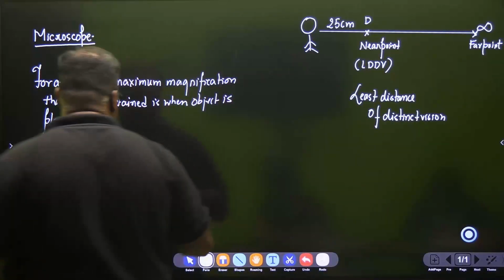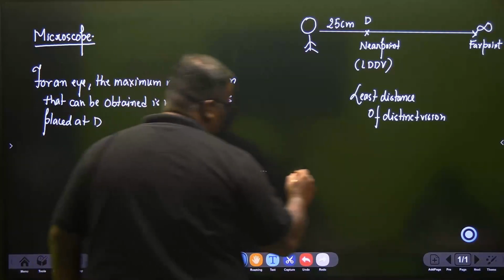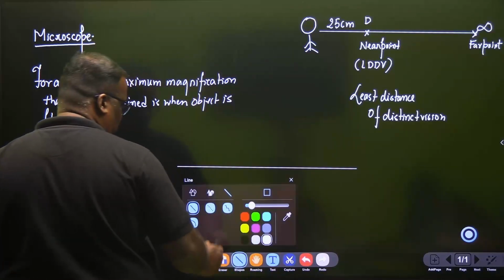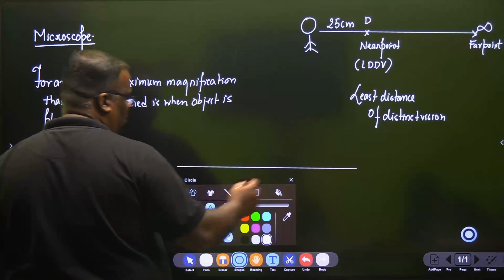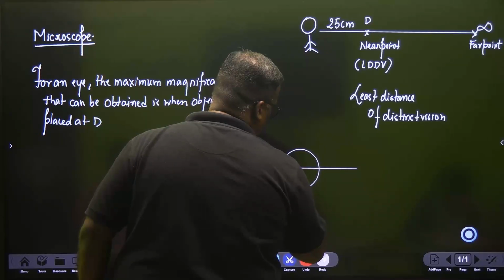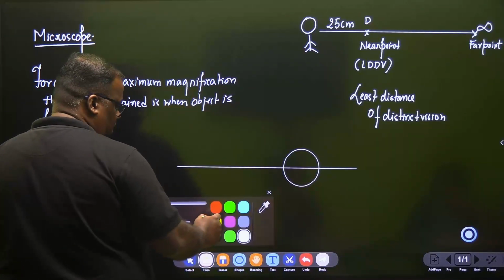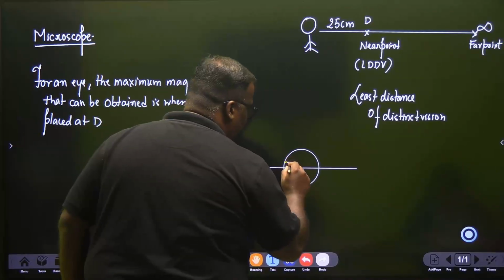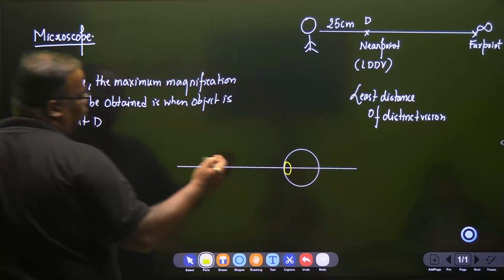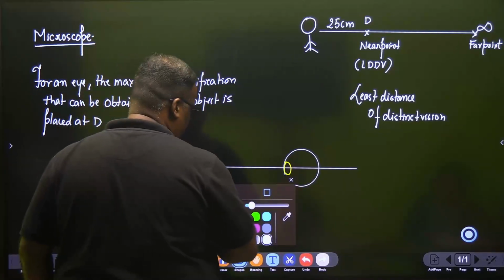So let's see some basics of image formation, and this way your concept will become absolutely clear. So let's say this is your eye, and this is your eyeball or your eye lens or the cornea portion. And let me keep an object now.